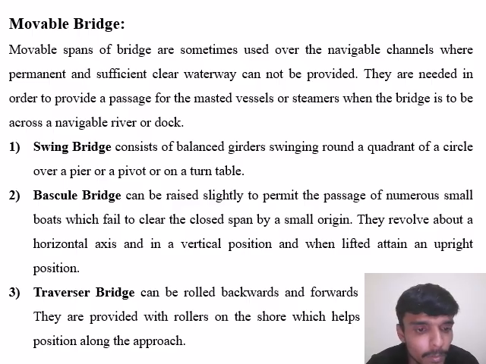numerous small boats which fail to clear the closed span by a small margin. They revolve around the horizontal axis and, in a critical position when lifted, attain an upright position. A traverse bridge can be rolled backwards and forward. They can be provided with rollers on the shore which help to position it along the approach. These are like a sliding bridge. This can be removed like a sliding bridge.